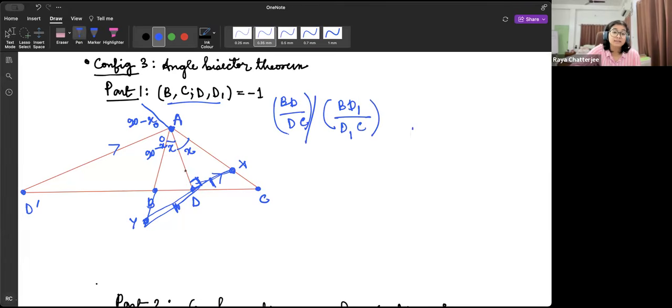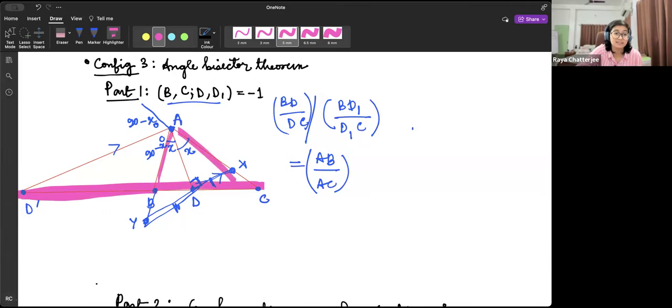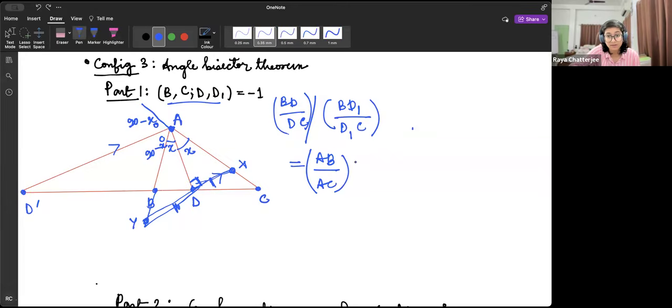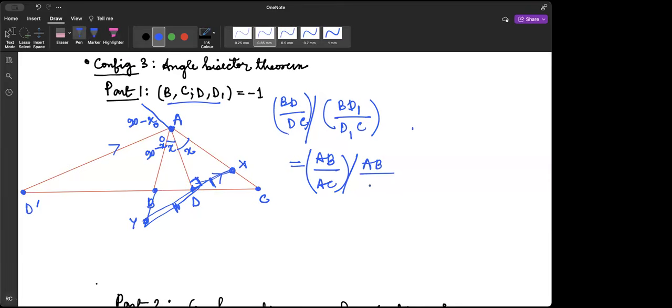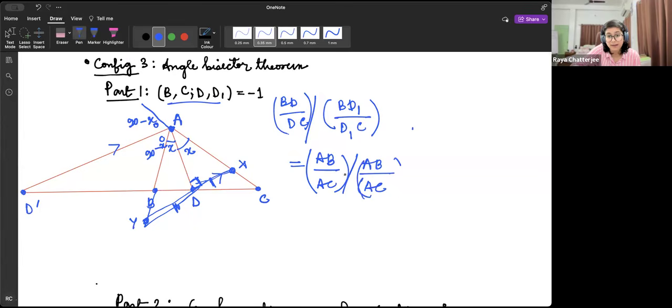Since AD is the internal bisector, BD by DC is equal to AB by AC. And BD prime by D prime C is also AB by AC, because it's the external angle bisector theorem, like BD prime by D prime C is going to be AB by AC. That's just the external angle bisector theorem, if you remember. Does that make sense? Okay. In essence, it's minus AB by AC because the directions are opposite. So it's going to be -1. That's how you arrive at it.